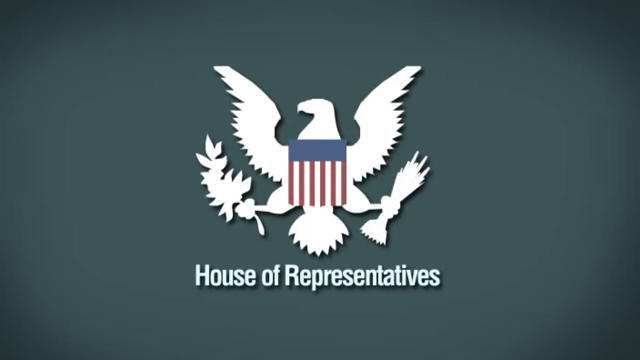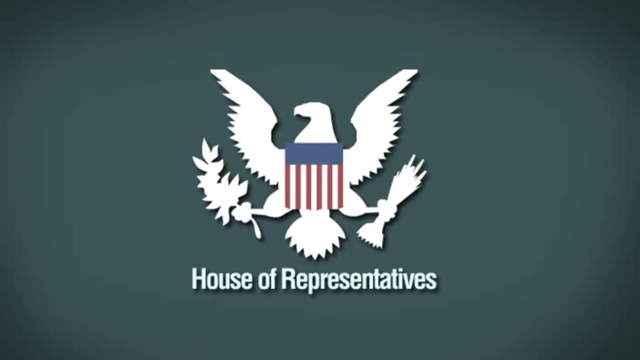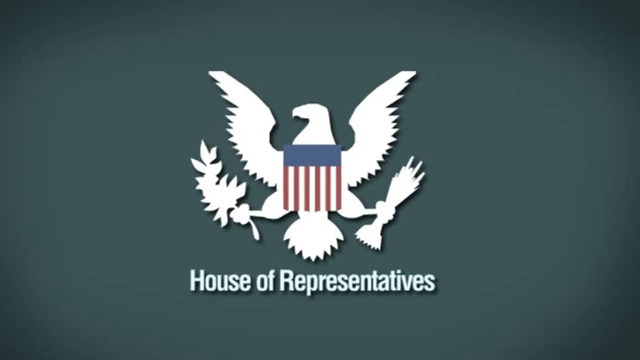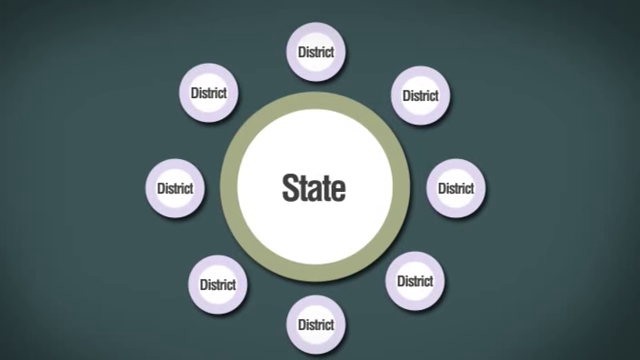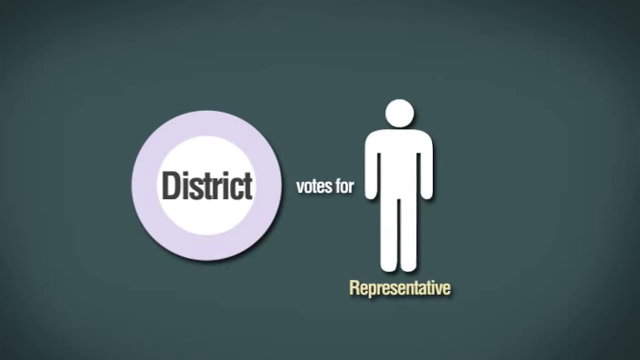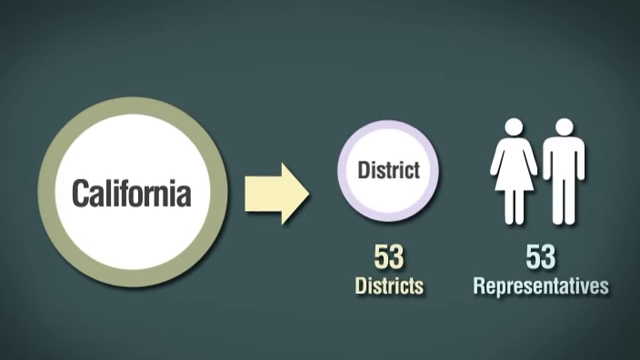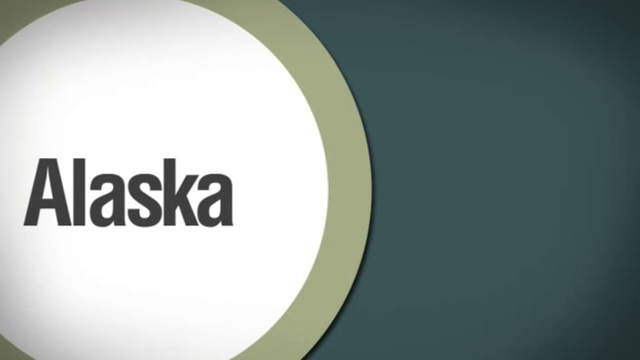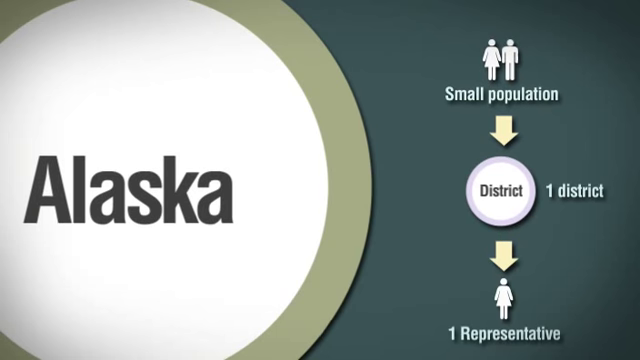The House of Representatives in the US Congress is designed to give a voice to the people of every local voting region of America. Members of the House of Representatives stand for re-election every 2 years. Each state is split into districts, and each district votes for one representative. The number of districts depends on the population of each state. For example, California, the most populous state, is split into 53 districts, so has 53 representatives. But Alaska, which is huge but has a really small population, only has one district and therefore only one representative in the House.